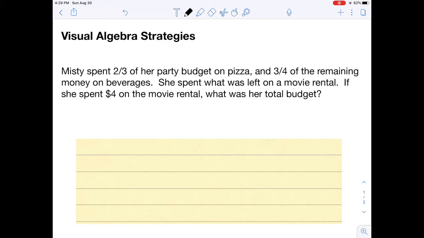This problem is, Misty spent 2/3 of her party budget on pizza and 3/4 of the remaining money on beverages. She spent what was left on a movie rental. If she spent $4 on the movie rental, what was her total budget? In this case, we're going to draw one big strip to represent Misty's budget.